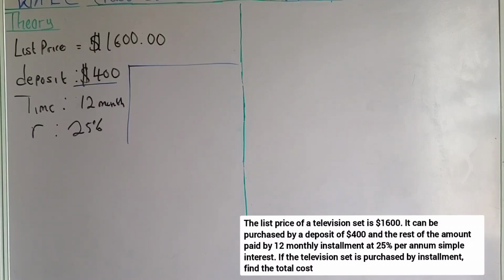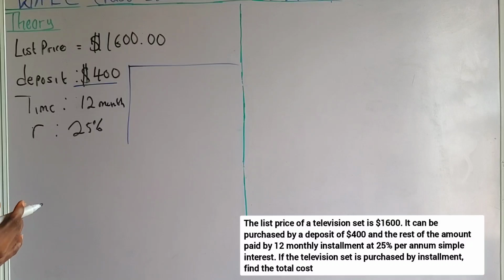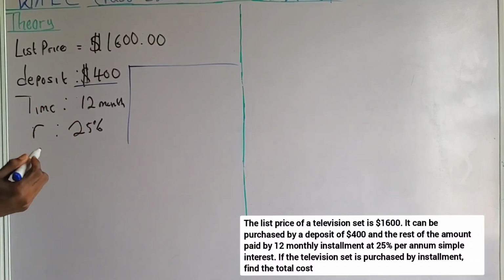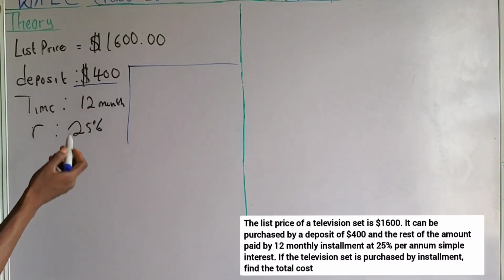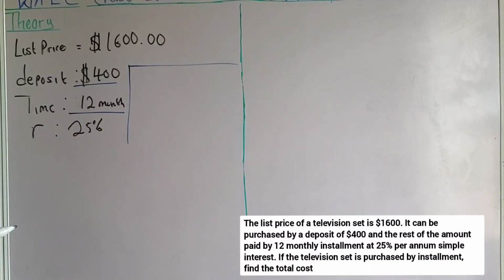Listen to the explanation again. To understand this question, the list price of the television is $1,600. If you didn't want to complete your payment immediately, perhaps you didn't have enough to pay a sum of $1,600 at once, then you can do it like this. The seller agreed that you are going to deposit $400. Then you have to pay the rest of the money within 12 months, and the rate of the simple interest is 25%.